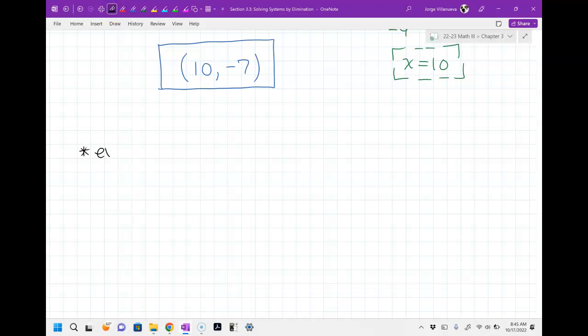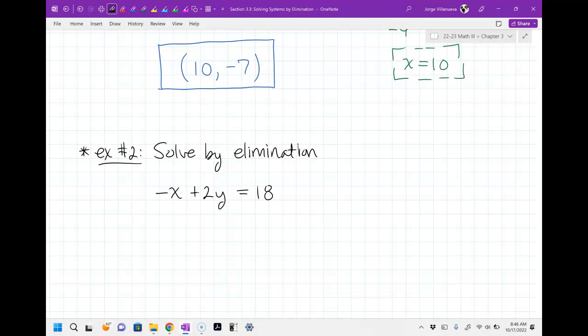Example number 2, solve by elimination. Here's what the problem looks like: -x plus 2y equals 18, and 6x minus 2y is equal to -8.